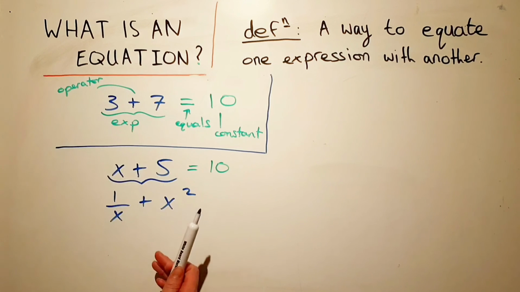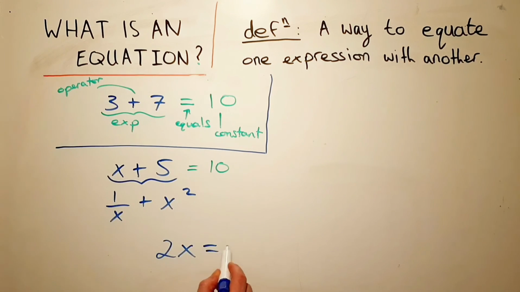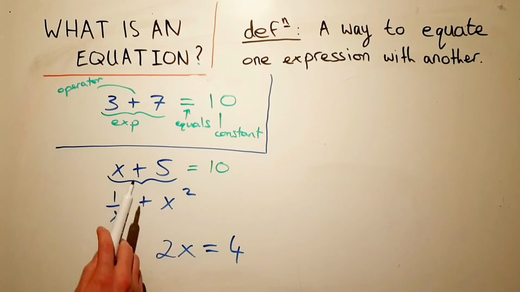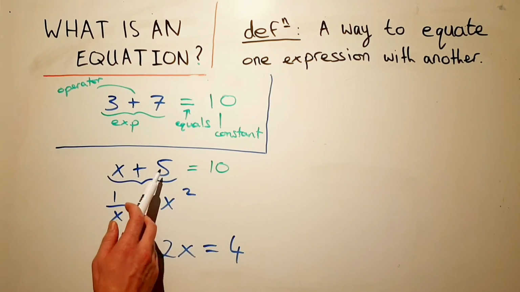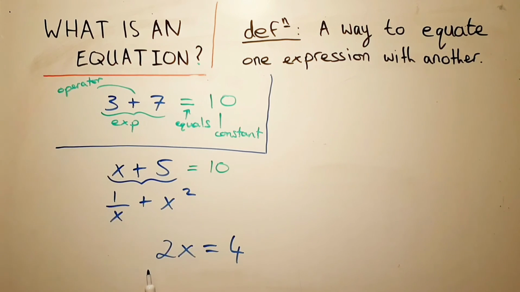It's not that it has to consist of everything. For instance, 2x equals 4. That's an equation, but you can see there's no operator. Well, implicitly there's a product there, but there's no plus, minus, that kind of thing, and there's no constant on this side. It's just an algebraic expression equals 4.